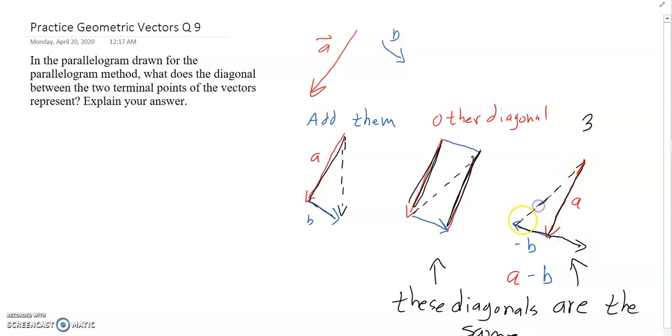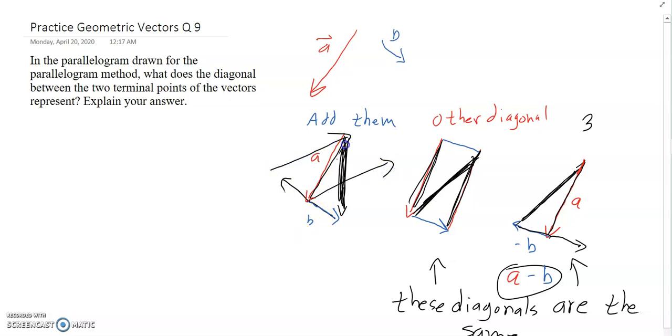And the resultant value that we get, this diagonal, is the same as this diagonal, same direction, same magnitude, everything. And that is just A minus B. That's just the difference of them. So adding the two together, you get one diagonal. If you subtracted A minus B, you'd get the other diagonal, which is these two pieces right here. So one diagonal represents A plus B, the other diagonal represents A minus B. So ultimately, it's asking what does the other diagonal represent? It represents the difference of the two vectors.